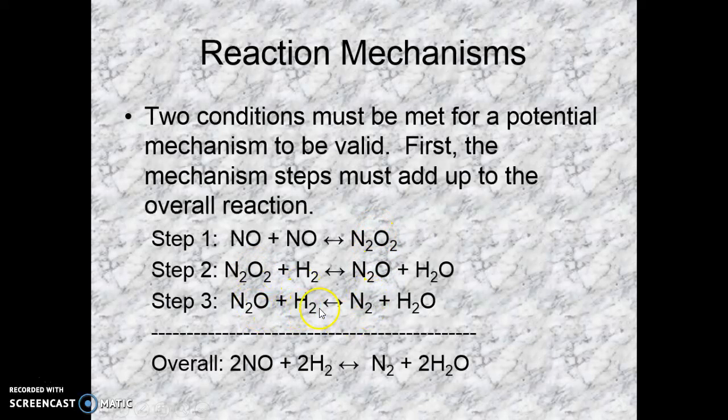And what do I make in this third step? Nitrogen gas, there it is, and another water. I had one water here, I have a second water here, two H2Os. So the product of the first step is an intermediate. One of the products of the second step is an intermediate. They cancel. What am I left with? The overall reaction. So this mechanism is a valid possibility for how the reaction takes place.